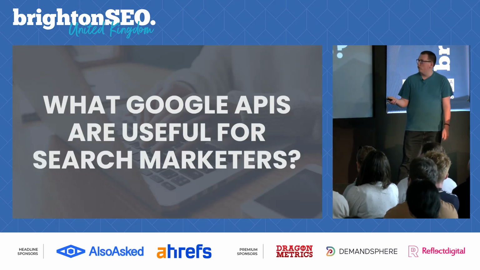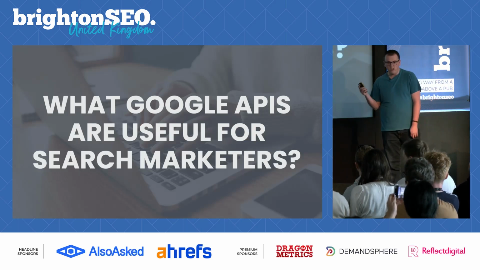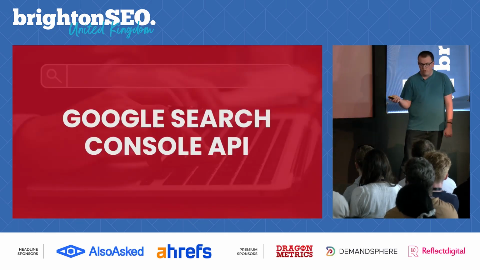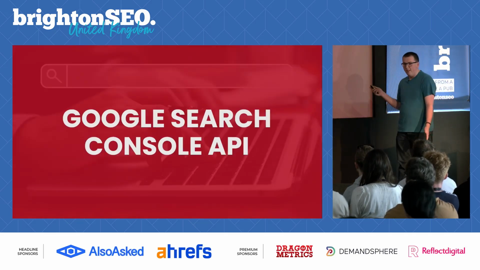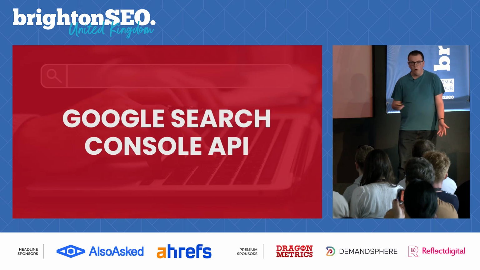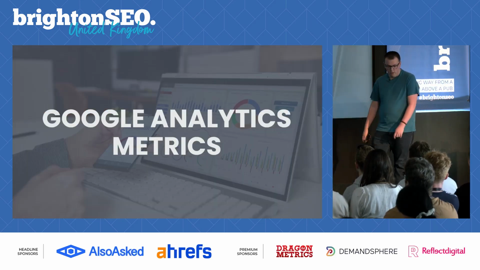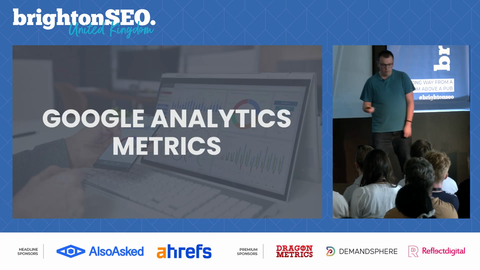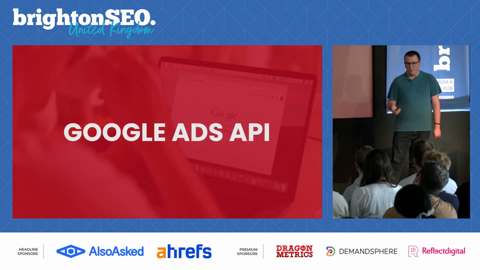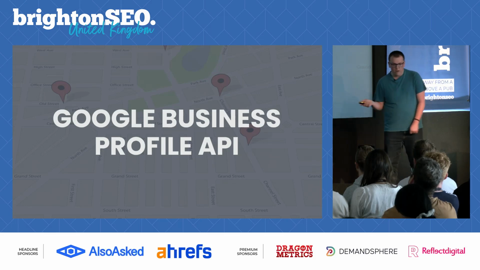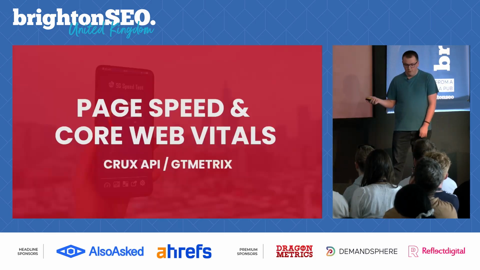So I thought I'd talk about what Google APIs are actually useful for search marketers first. So we've got the Google Search Console API. I will go through a little later on what different data we can pull through from the different platforms. Google Analytics metrics, so GA4. Google Ads API, we've got access to that as well. Google Business Profile API, we can pull through from that.